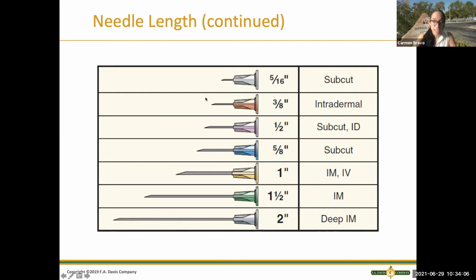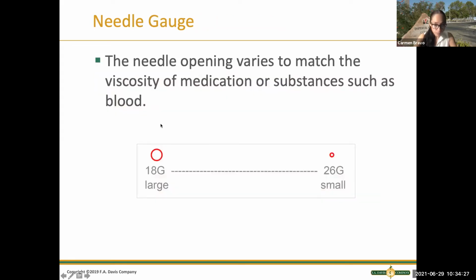So when I said gauge, this is where the gauge is. Well, this is called the bevel. Whenever we give an injection, the bevel, there's a little hole here. It should always be up. Bevel should always be up. So this is where the gauge, the diameter of the needle would be. So this is talking about the length. And now let's talk about the diameter. The diameter is how thick the opening is.